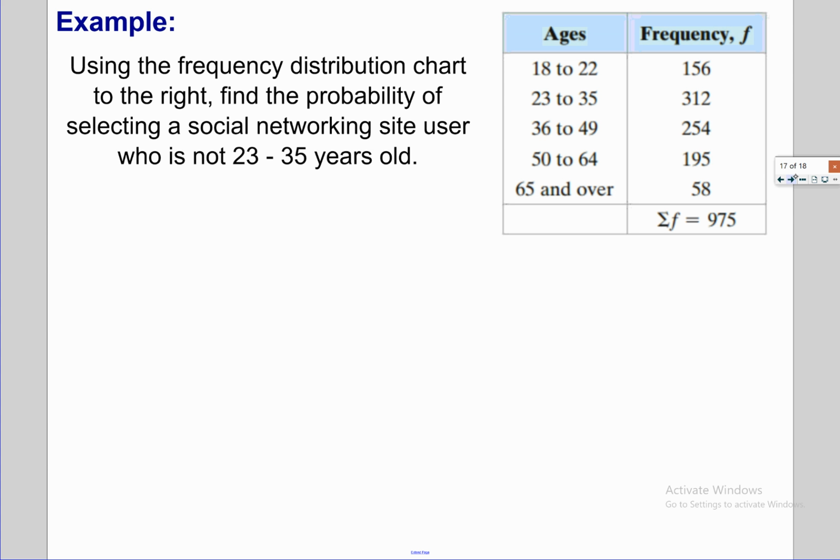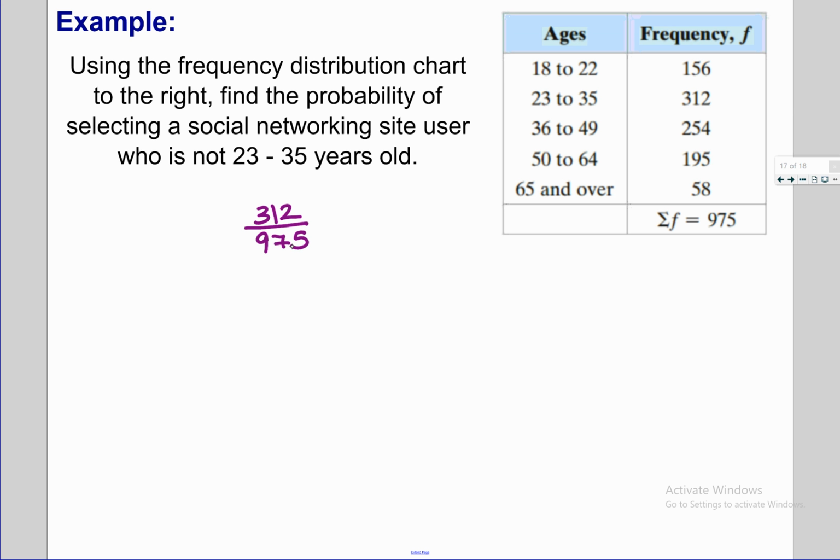So last example, using the frequency distribution chart to the right, find the probability of selecting a social networking site user who is not 23 to 35 years old. So option number 1 is I could add up all of the other categories here and then divide that by the total. Option number 2 is I could find just the probability of my 23 through 35-year-olds, which there's 312 of those out of 975 total. And I want everybody except that group.